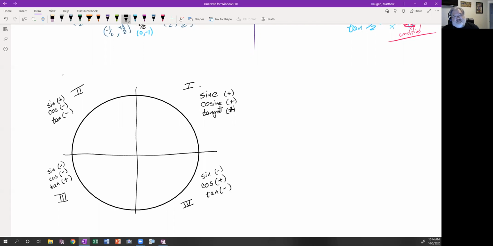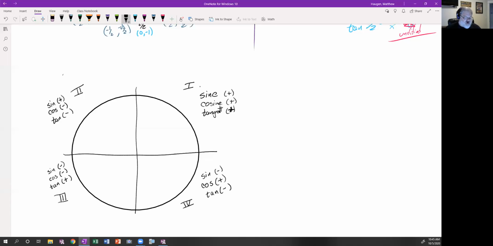This is going to become fairly important when we start talking about inverses and solving equations, because we're often going to say we're solving for something, we need it to be negative. If we need it to be negative and we're dealing with tangent, well, tangent is negative in quadrants 2 and 4. So we're going to be searching for our answers in quadrants 2 and 4. We've got to know where things happen.